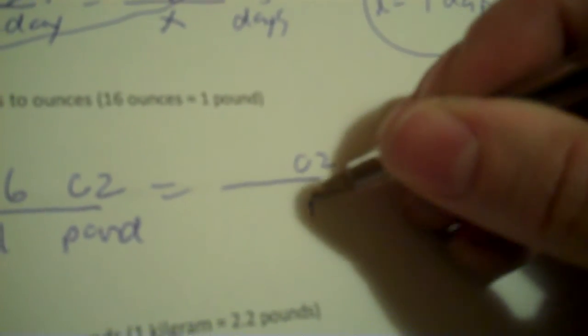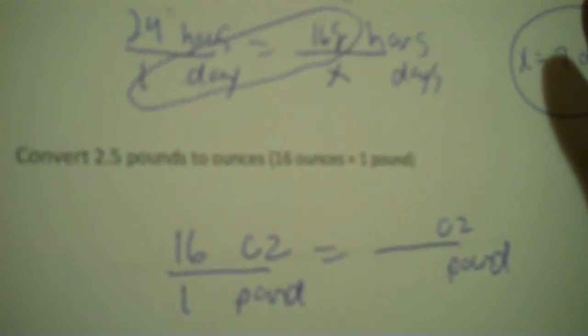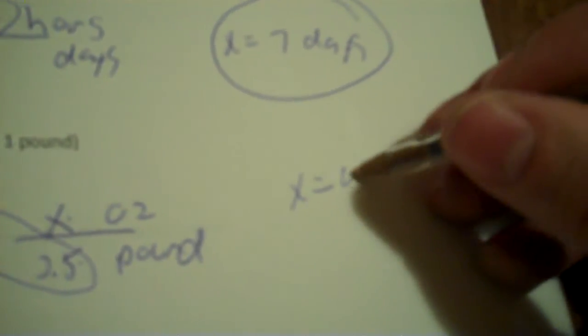Okay, convert 2.5 pounds to ounces. 16 ounces equals 1 pound. Ounces, OZ is ounces. 2.5 is in pounds, and I need to find the ounces myself. So I got 16 to 2.5. I know that's equal to 1 times x. So I take 16 times 2.5 and then divide that by 1. 40. X equals 40 ounces.